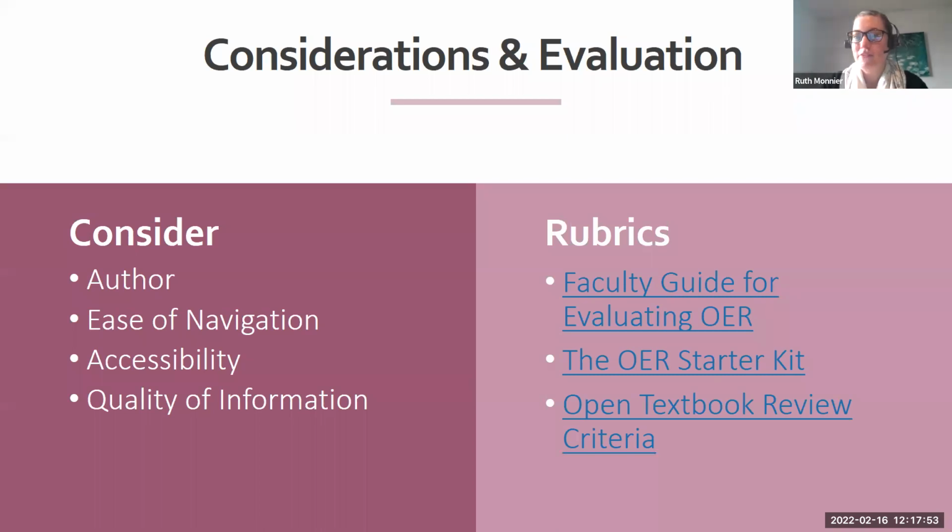There's always a purpose for something, but you're probably not going to want to cite a sixth grader's work unless you're in education showing the work of sixth graders as your final project. So consider the author. There are textbooks out there by people in our field. Just consider the author, what is their purpose? Consider the ease of navigation, and this also goes with accessibility.